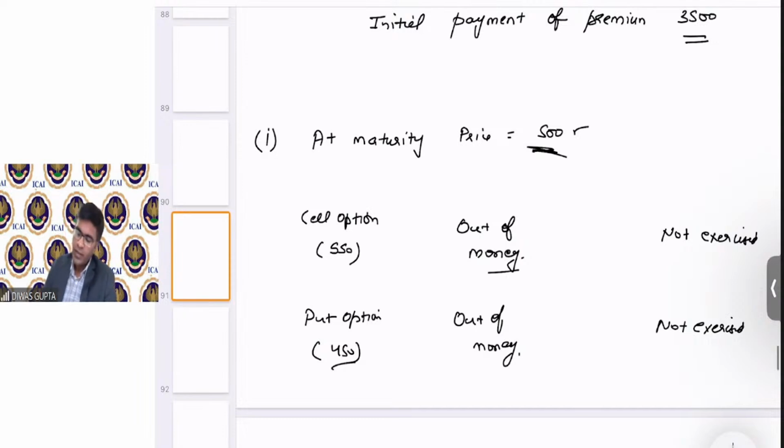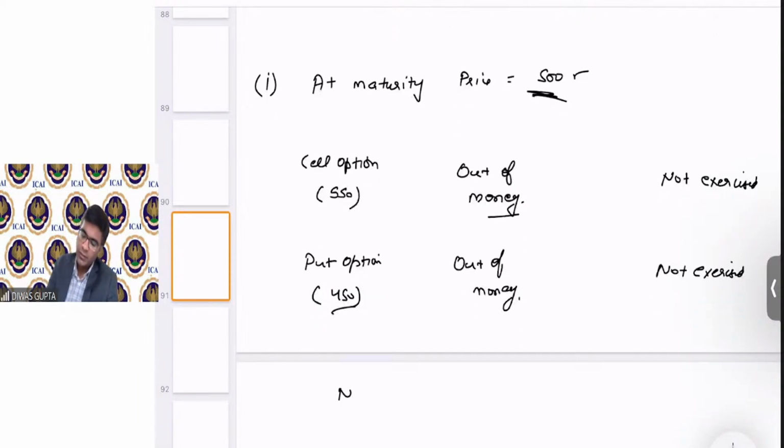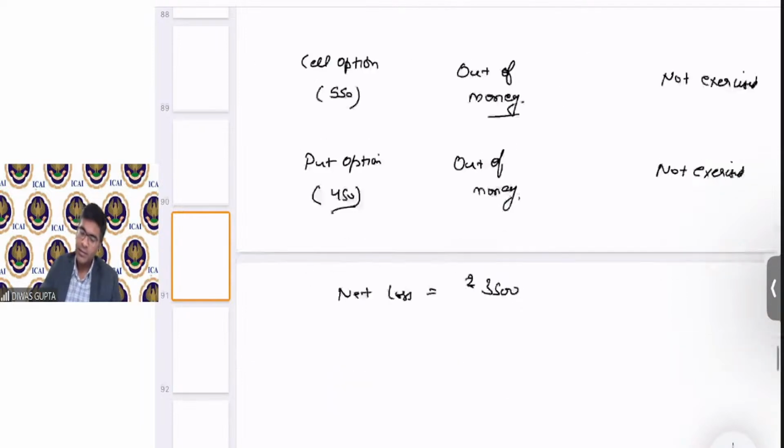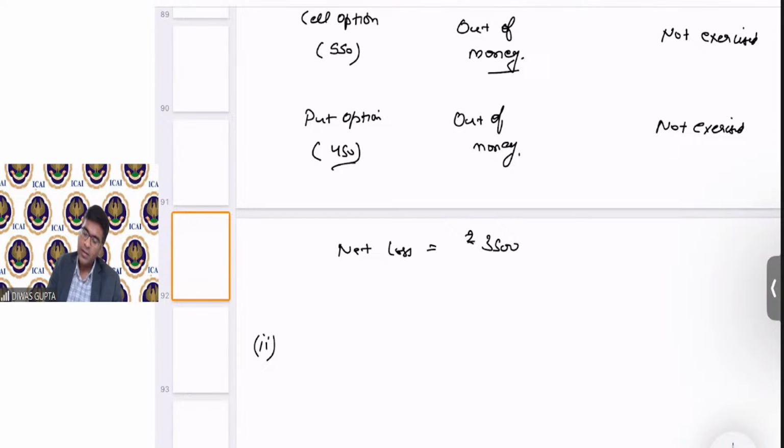Now, so the net loss will be rupees 3,500. Yes, Suraj, because this is a put option. Okay. Now let's take the second case. Okay. All of you are again required to answer on this. So just hear this carefully.